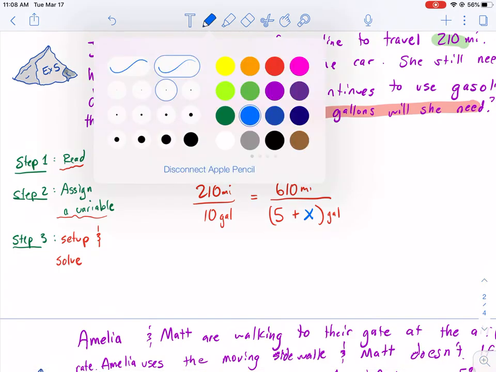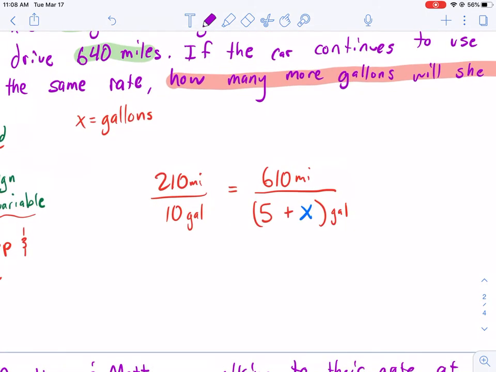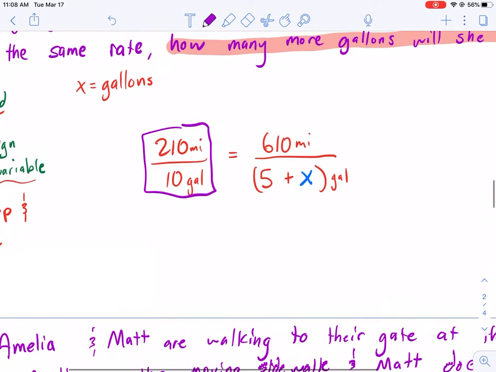Now, there's a process we can do. We can multiply both sides of the equation by the same thing to get rid of the denominators. But in this case, it's actually pretty easy to just cross-multiply. There's actually an even easier way, and we can first simplify this. If you can simplify 210 divided by 10, go ahead and do it. So 210 divided by 10 is 21. So her car gets 21 miles per gallon. And we know this is equal to 610 divided by 5 plus x. Now this looks like a little bit easier of a problem to deal with.